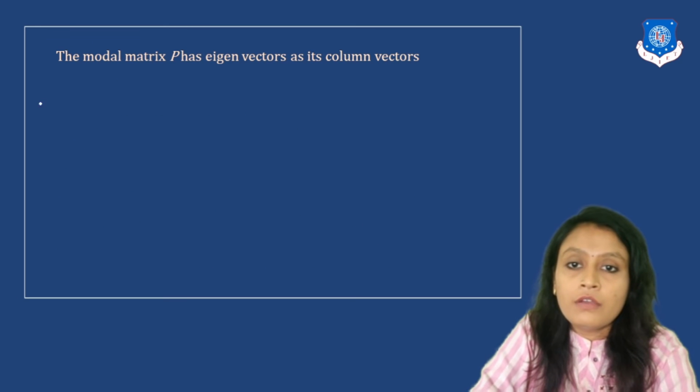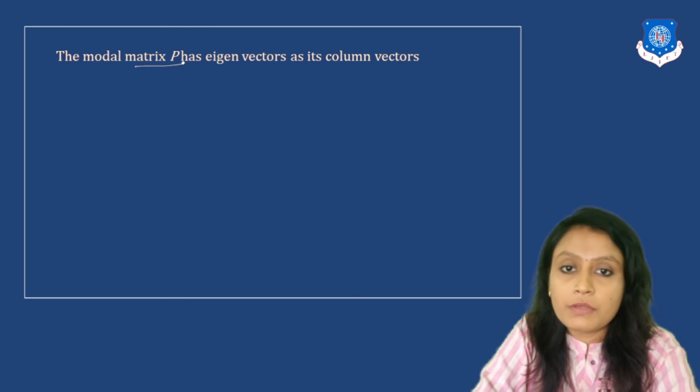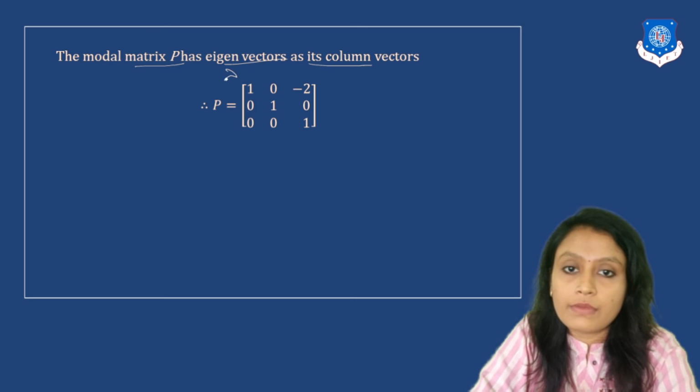Now we will write this modal matrix P, which has eigenvectors as its column vectors. So P is equal to what? This is the eigenvector for lambda equals 2, and the eigenvectors for lambda equals 3 are these two. So we have to write them in column form.